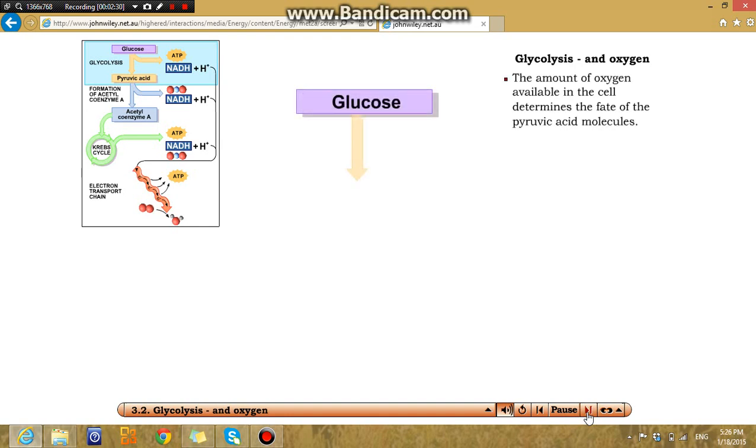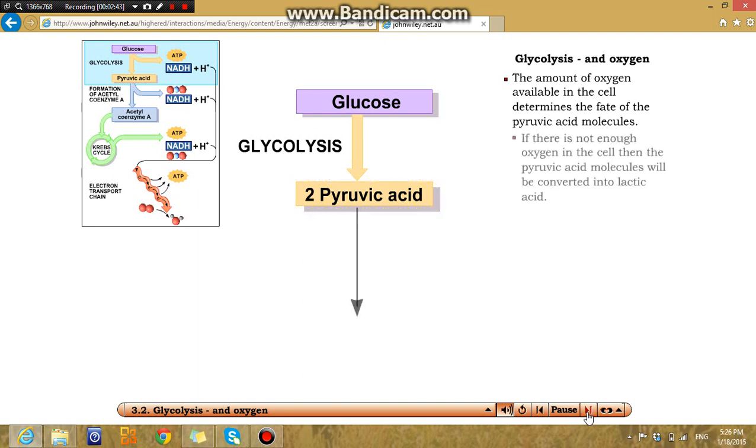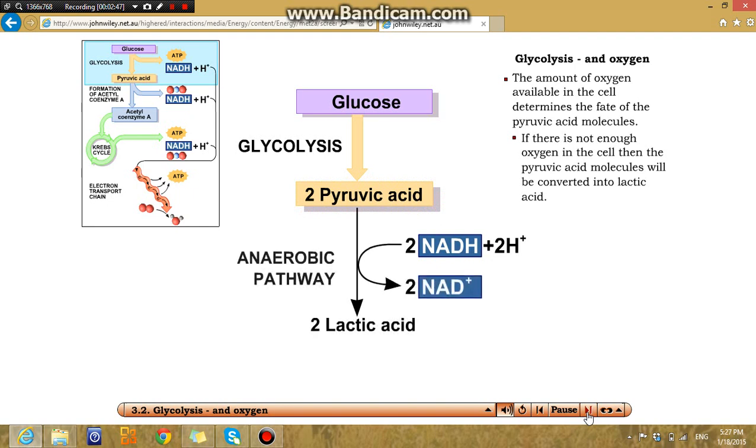Many more molecules of ATP can be generated from the energy still stored in the pyruvic acid molecules. However, this energy can only be harvested if the cell is well oxygenated. If there is inadequate oxygen, the pyruvic acid will be converted into lactic acid.